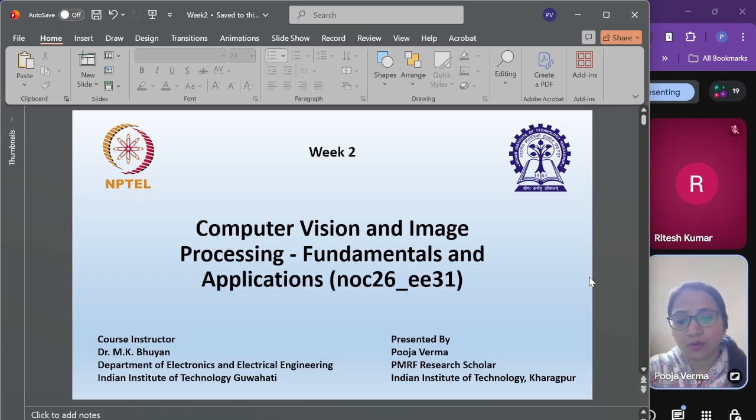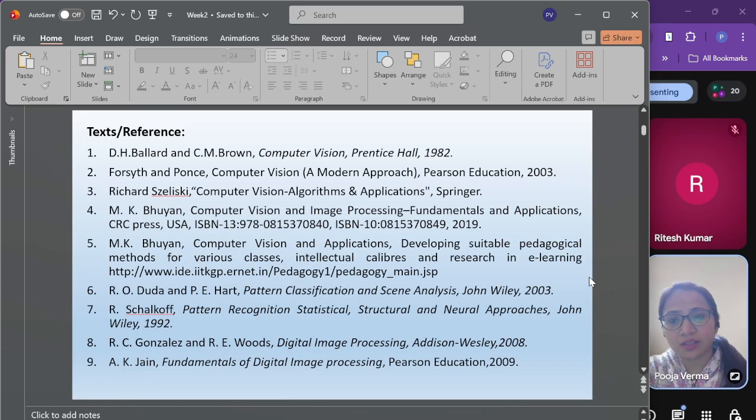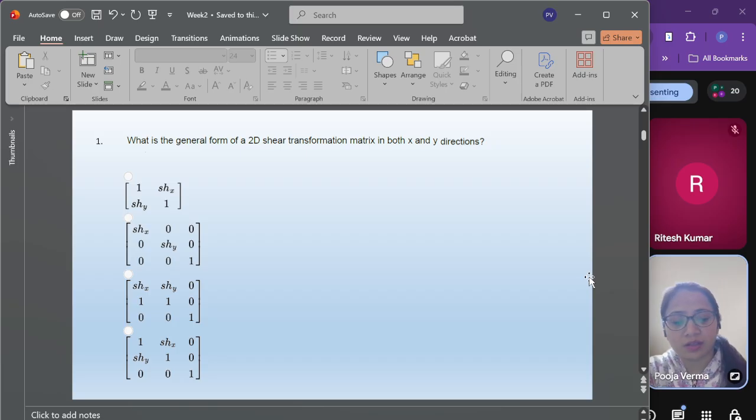I hope all of you have gone through this week's video lectures. This is our course layout. In week 2, we will see some conceptual and numerical problems on the fundamental concepts of image formation. These are some references and textbooks you can follow. Let's move on to the questions for this week.